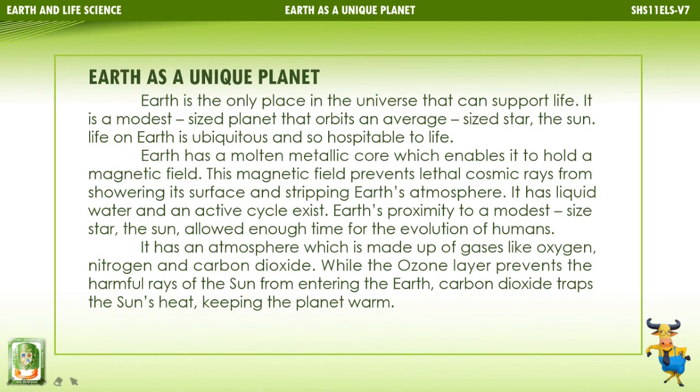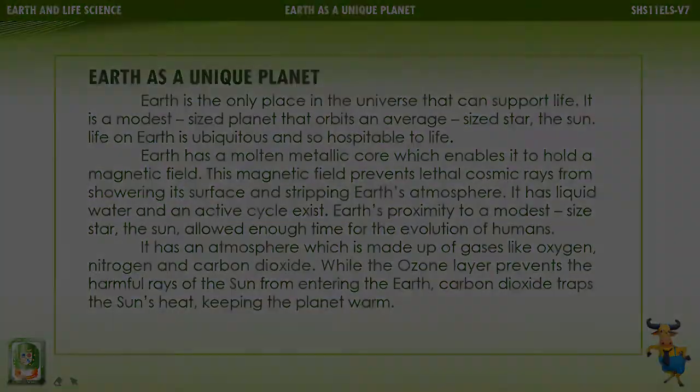Earth's proximity to a modest-sized star, the Sun, allowed enough time for the evolution of humans. It has an atmosphere which is made up of gases like oxygen, nitrogen and carbon dioxide. While the ozone layer prevents the harmful rays of the Sun from entering the Earth, carbon dioxide traps the Sun's heat, keeping the planet warm.